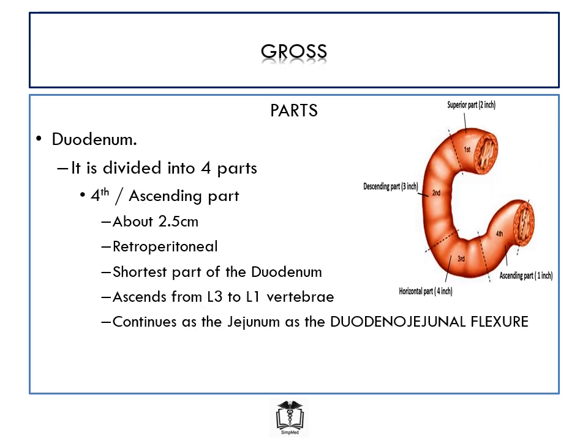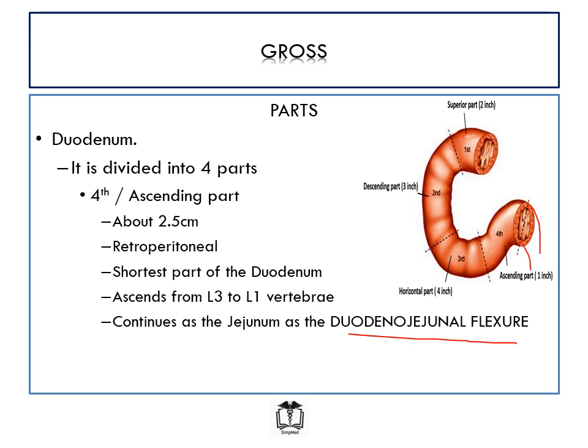The final part of the duodenum is the fourth part of the duodenum, also known as the ascending portion. It measures about 2.5 centimeters. It is retroperitoneal as well, and it tends to ascend from the third lumbar vertebrae all the way up to the first lumbar vertebrae. It is the shortest part of the entire duodenum, and it tends to be continuous with the jejunum at the duodenojejunal flexure. So the duodenojejunal flexure tends to be just this portion where the fourth part is continuous with the jejunum.